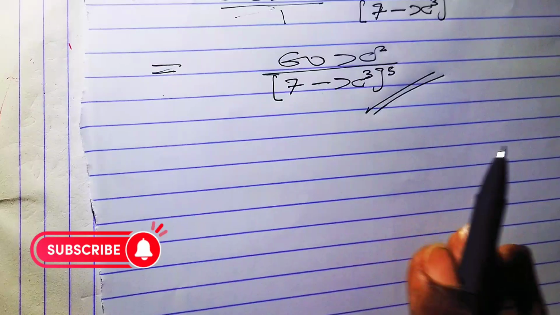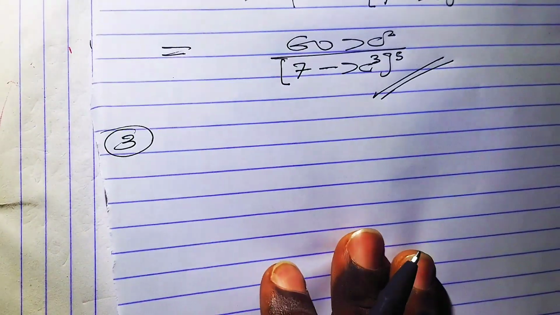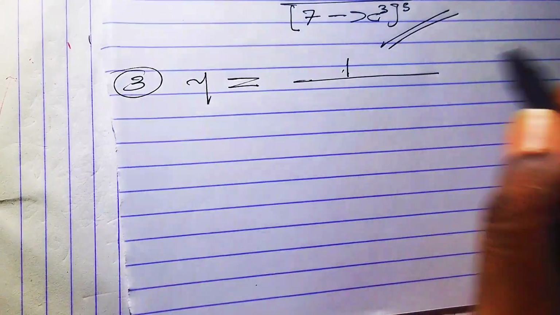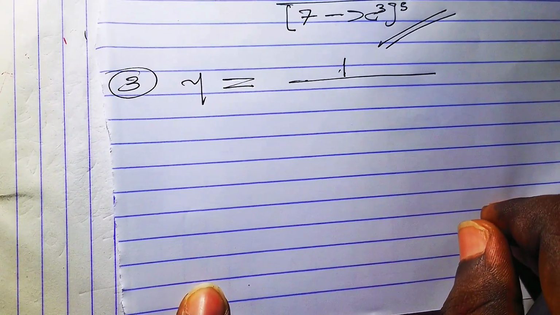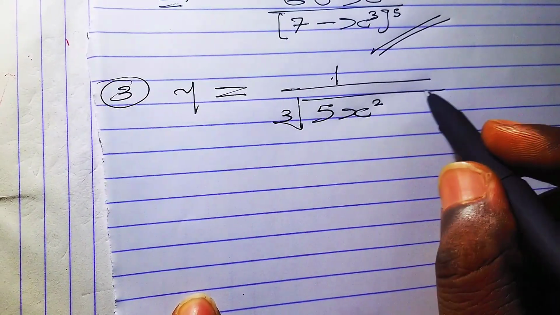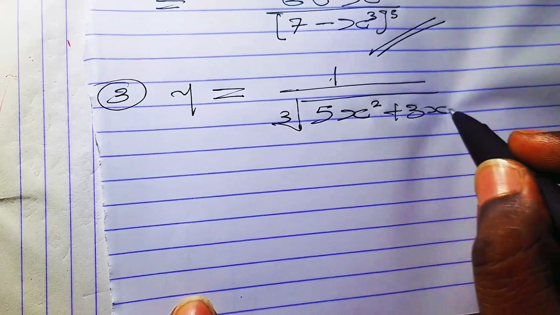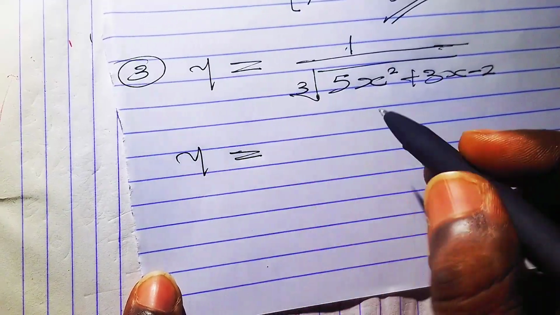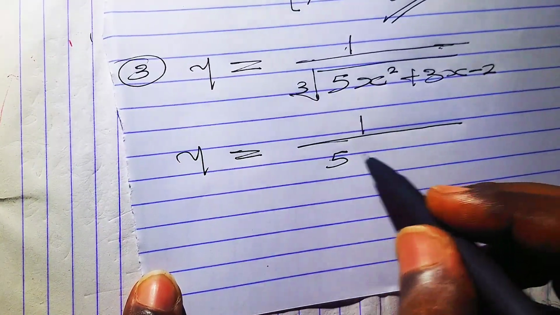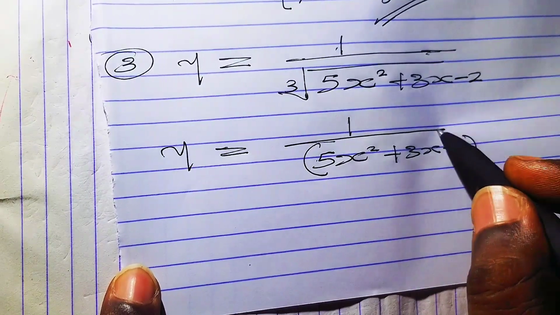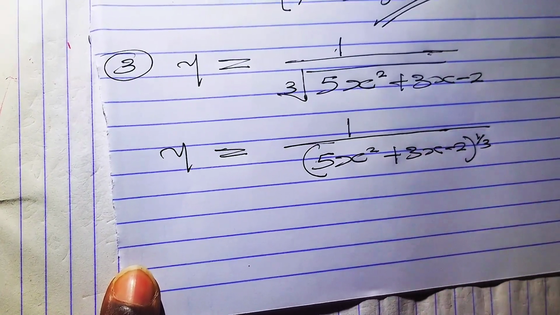And then let's take a look at another example. This is going to be my question number 3. Question number 3 asks us to find dy/dx if y equals 1 over the cube root of 5x squared plus 3x minus 2. Okay, and then this one, we can simply write y as 1 over 5x squared plus 3x minus 2 raised to the power of 1 over 3.